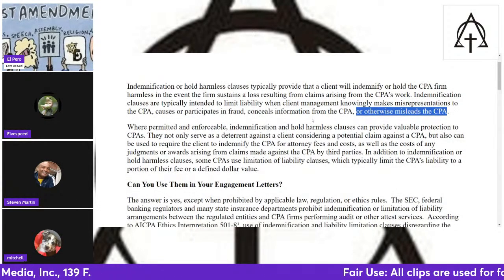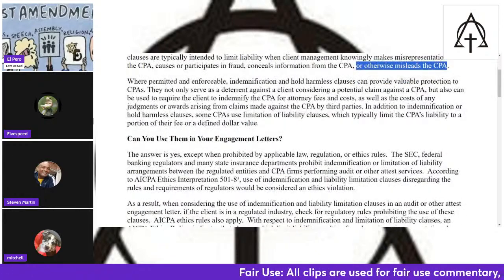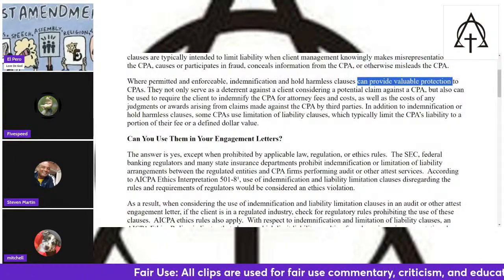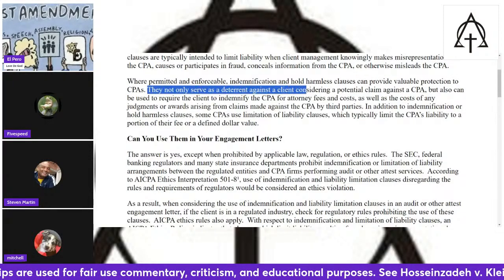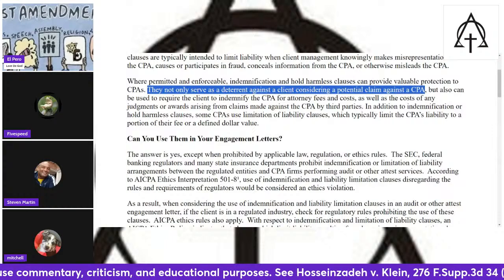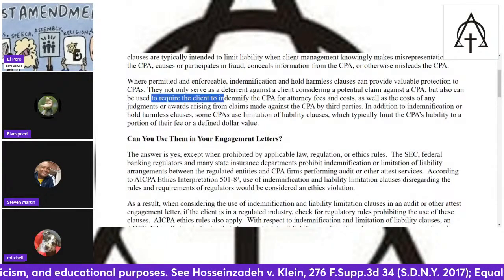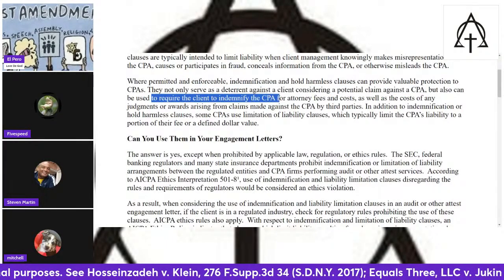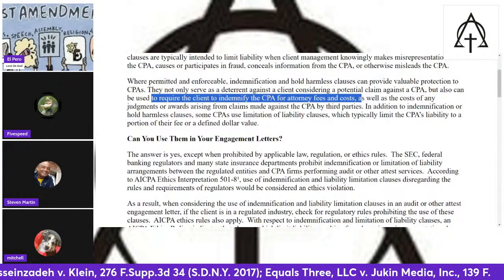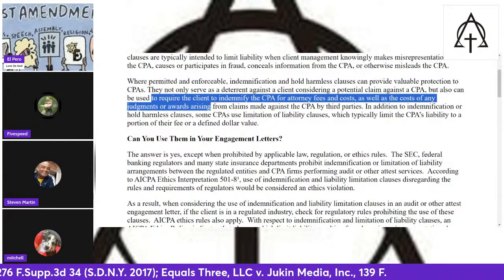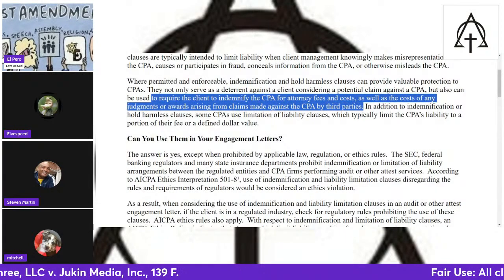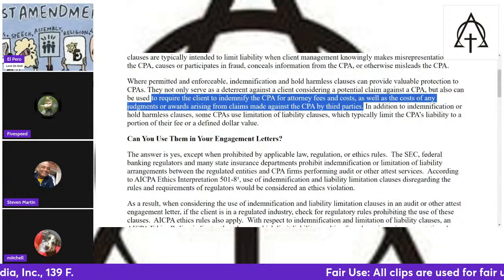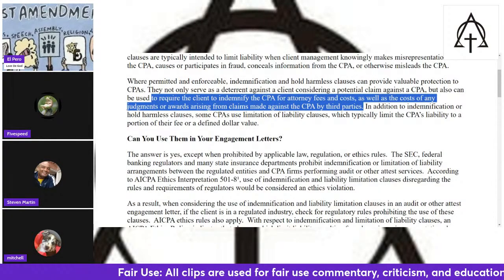Where permitted and enforceable, indemnification and hold harmless clauses can provide valuable protection to CPAs. They not only serve as a deterrent against a client considering a potential claim against the CPA, but also can be used to require the client to indemnify the CPA for attorney fees and costs, as well as the costs of judgments or awards arising from claims made against the CPA by third parties. This is why it comes from the trust. Nobody's paying for these claims out of their pocket. They get paid out of the trust.